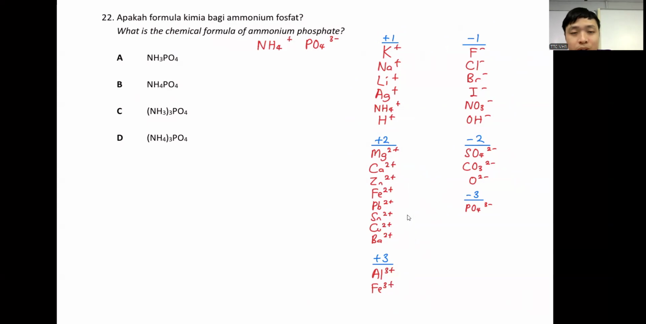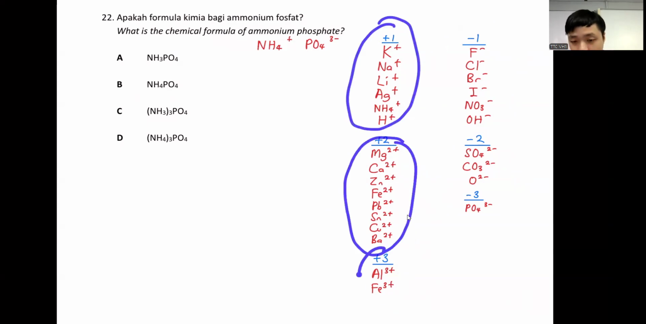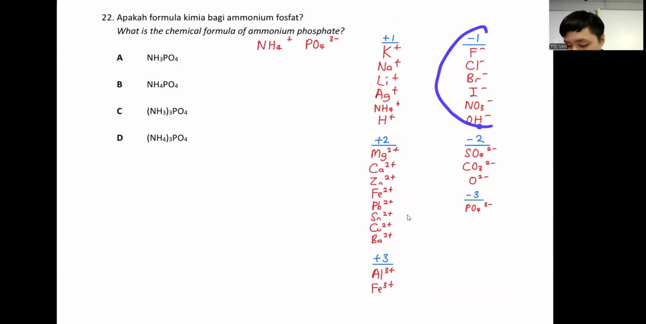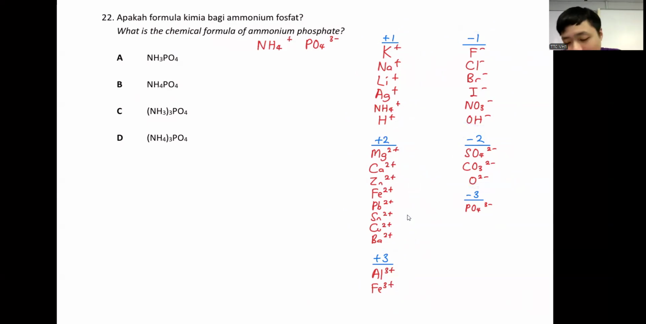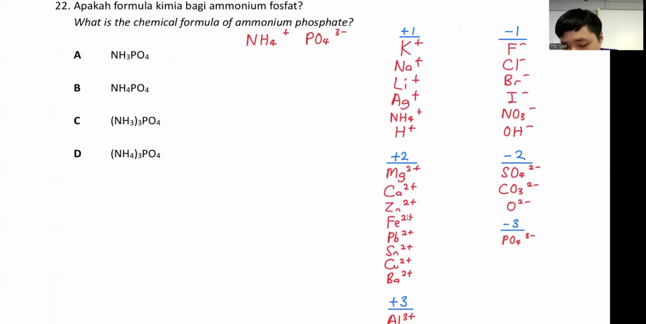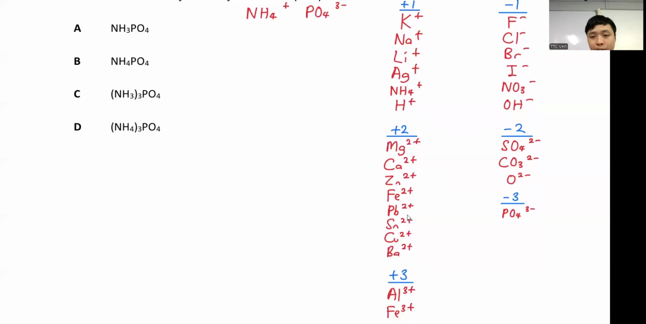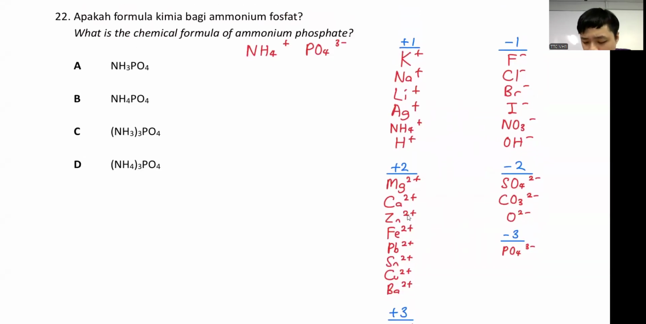If you still haven't memorized the formulas yet, which one is one positive, which one is two positive, which one is three positive, which one is one negative, two negative, three negative, look yourself. Okay, they ask for ammonium phosphate. Ammonium is NH4 1 plus. Phosphate is PO4 3 negative.